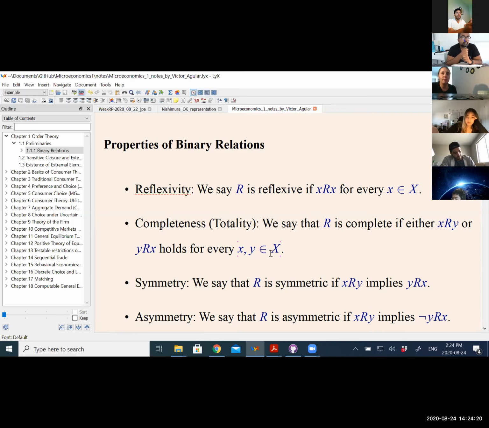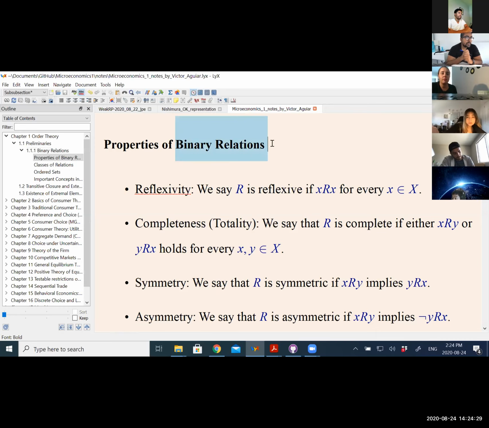At some point you have to learn vocabulary, right? This is the same, okay? It's vocabulary class now. So you have here the properties of binary relations. Binary relations are too general, right? They can be anything. In particular, right now we are going to put some properties on them. So the first property is called reflexivity, okay?